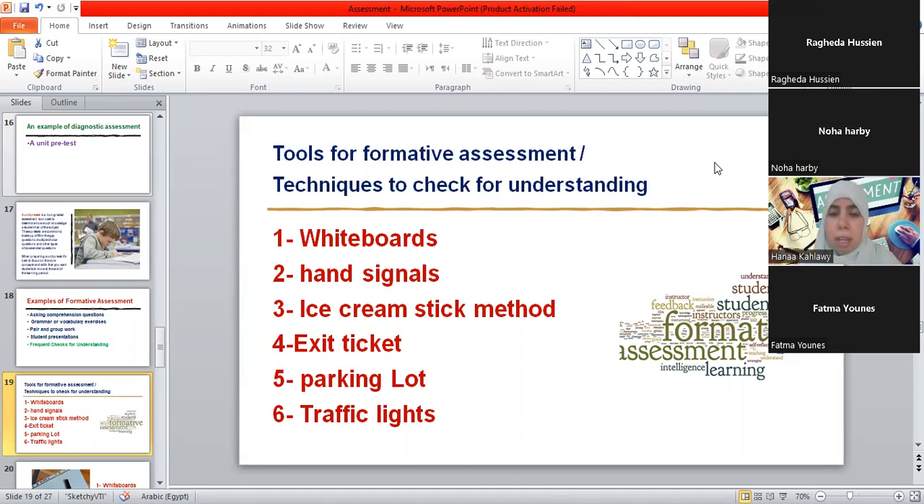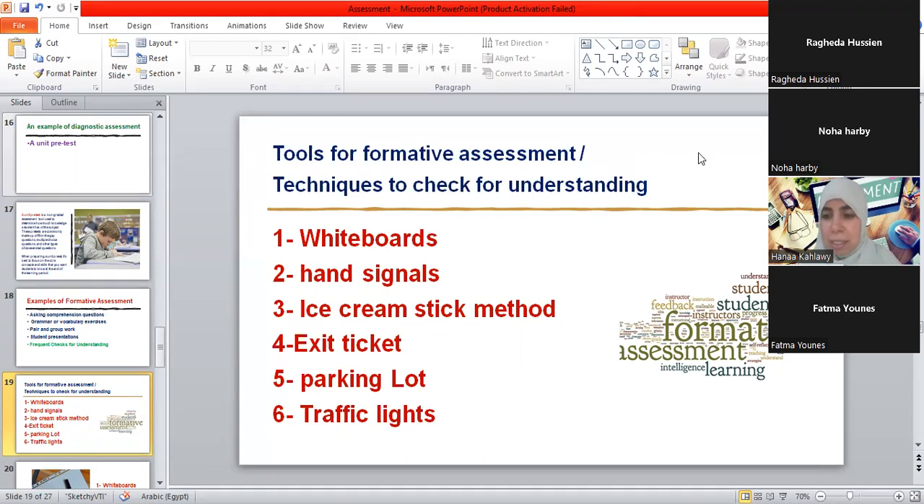They answer in turn, and using this way, you can check their understanding. If you want to check that a student can understand the lesson or can answer the question, you can choose the names randomly. So I really like this way. Thank you, Ms. Noha, for sharing.